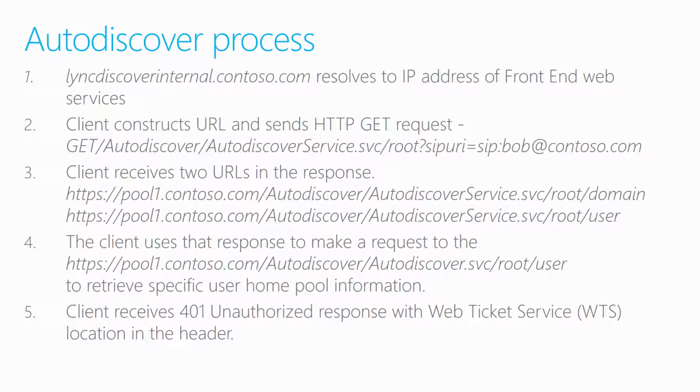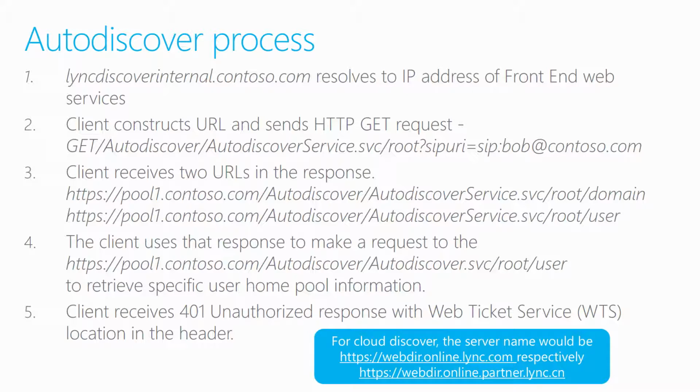The client would connect to one of the reverse proxies and then would get an Autodiscover response that would tell the user which is the reverse proxy that is associated with the pool where the user is homed. The client will receive a 401 Unauthorized response from the web ticket service location header, because at that point in time, the web ticket service doesn't know who the user is. The user didn't even try to authenticate yet, but at least we know where we need to go to.